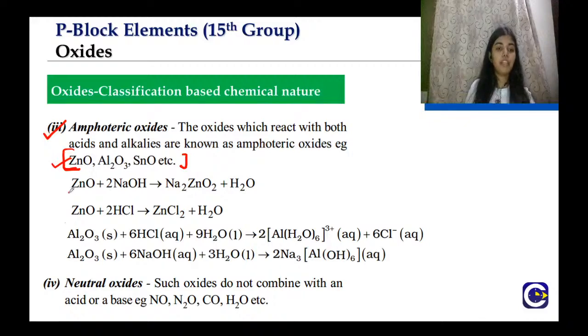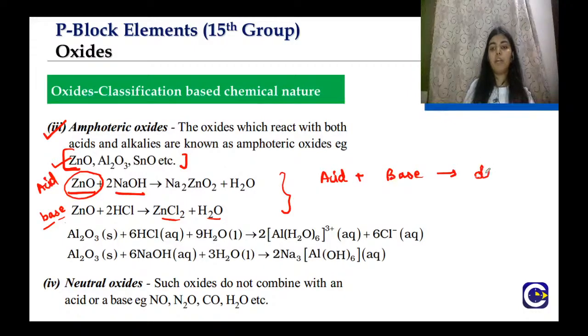So here if you see that zinc oxide, when it reacts with a base, it will act as an acid here, right, producing Na2ZnO2. Now here if you see, it is reacting with acid also, so now it will behave as a base and form salt plus water. This is basically a kind of neutralization reaction, that acid plus base will give you salt plus water. So in one case the zinc oxide was acting as an acid, and in one case it was acting as a base.